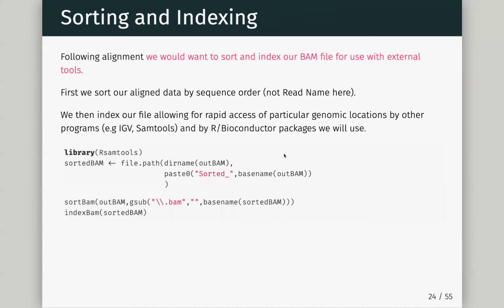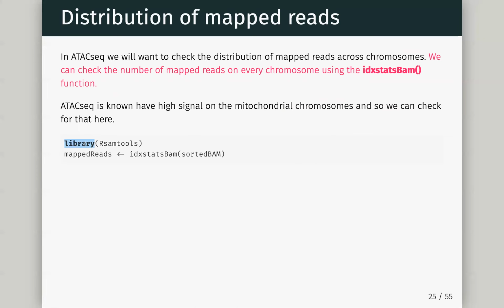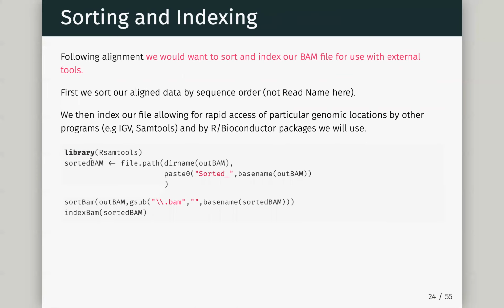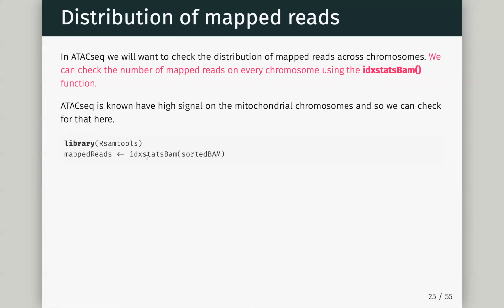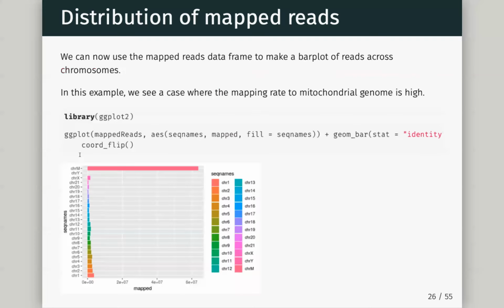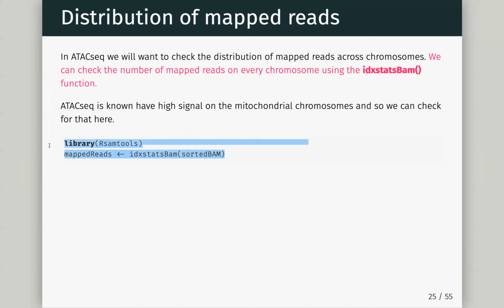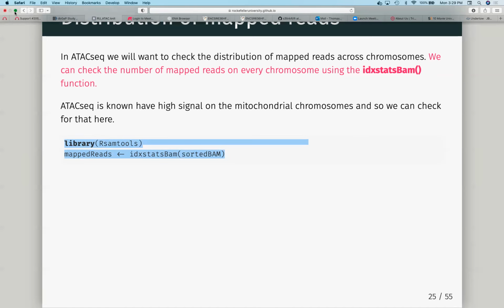So we can use that now because we ran indexBam here on our sorted file. We can just load the Rsamtools library. It should have been loaded here anyway. And we'll do idxstatsBam on our sorted BAM file, and that will produce for us a data frame of all the chromosomes and the number of reads mapping to them. Okay, let me show you what that looks like.